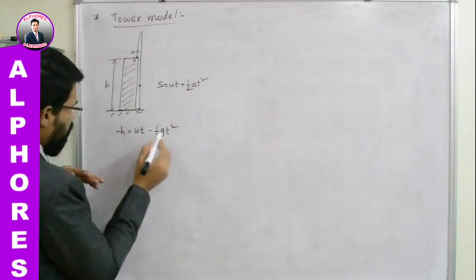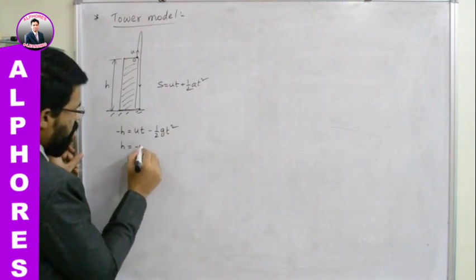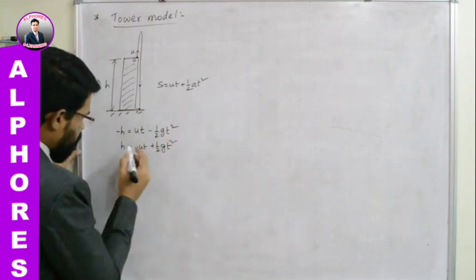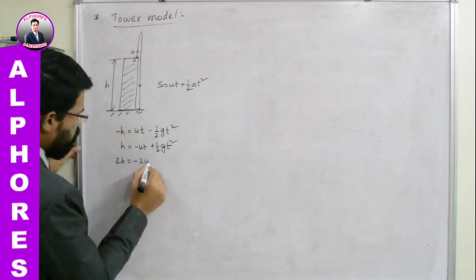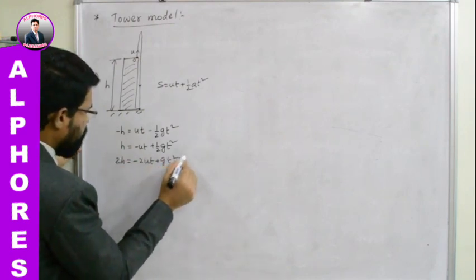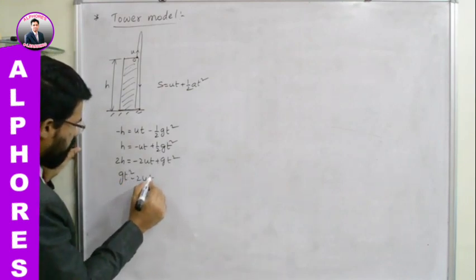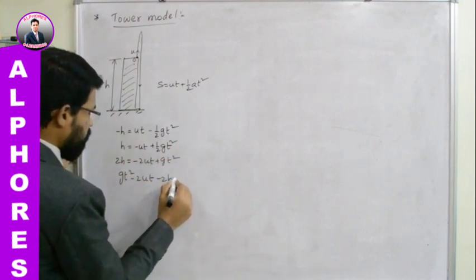And later, I'll shuffle this equation a little bit. See, I'll multiply with minus sign on both the sides. You will have h is equal to minus ut plus half gt square, isn't it? So let me shuffle this a little bit more. 2h is equal to minus 2ut plus gt square. And this equation can now be written as gt square minus 2ut. I'm taking this 2h to the RHS side. It becomes minus 2h equal to 0.